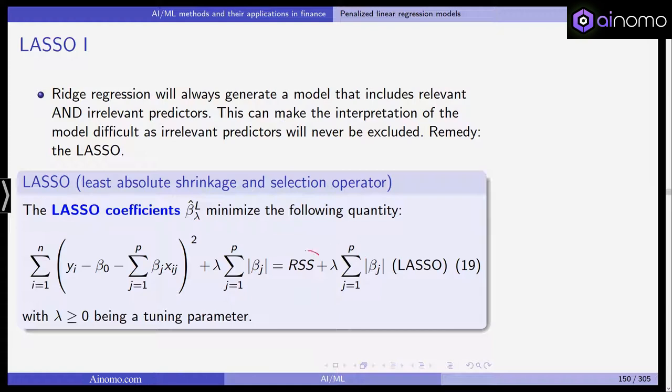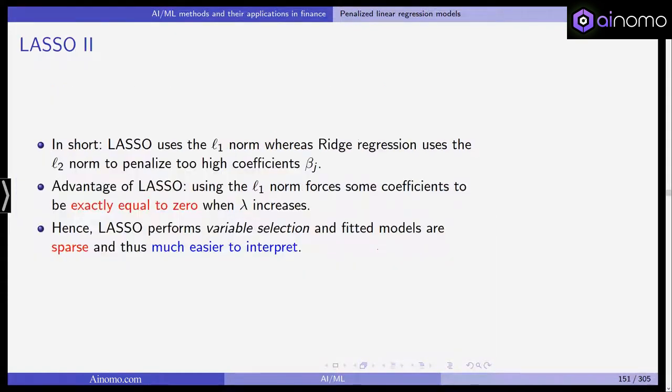Again, we minimize the RSS, and we are using a slightly different penalty term here. We are not using the squared coefficients, but we are using the absolute coefficients, with lambda again being a tuning parameter. Now this seems to be almost equal to the ridge regression. The difference, however, is that, in short, Lasso uses the so-called L1 norm, the absolute value of the coefficients, whereas ridge regression uses the L2 norm to penalize too high coefficients.